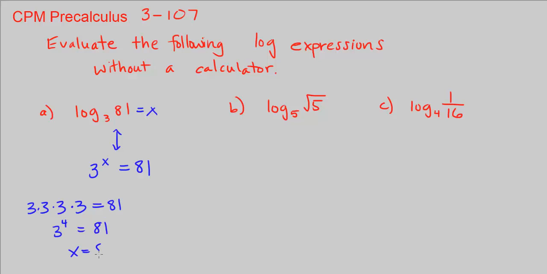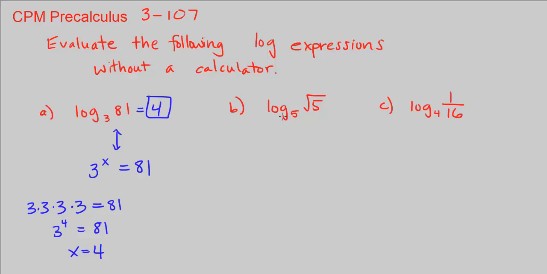Therefore, x is equal to, not 81, sorry, therefore, x is equal to 4, right? Therefore, this expression here is equal to x, or we can just erase x and say it is equal to 4.